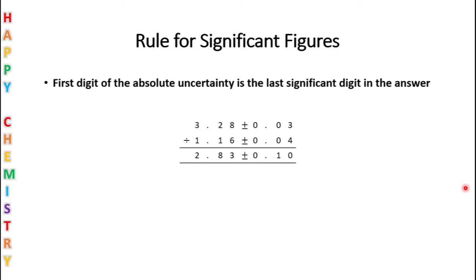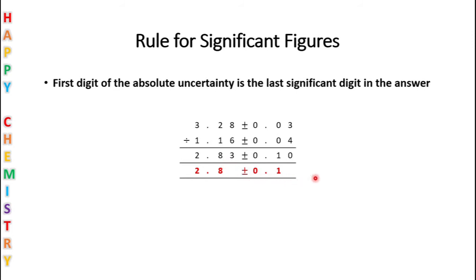But calculated absolute uncertainty is 0.1. The first digit of absolute uncertainty occurs at the first decimal place. Therefore, the last significant digit in the answer should be the first decimal place. Therefore, the correct representation is 2.8 plus or minus 0.1.